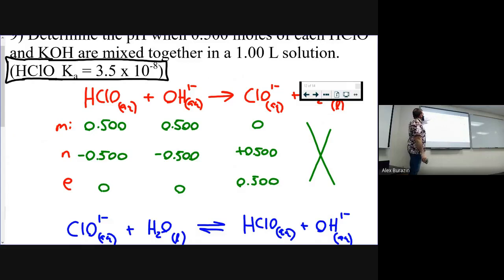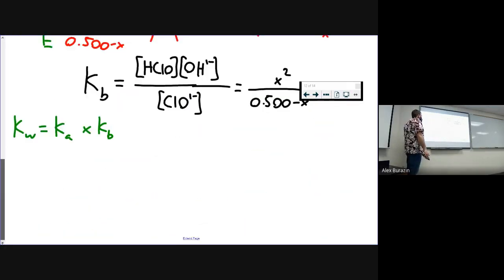This Ka value is for the weak acid, yes? Yes. We're solving for the Kb of its conjugate base. Remember what I said the other day: this equation only works if it's for a conjugate acid-base pair. We were given Ka of HClO. We want to solve for the Kb of ClO minus. This equation will work because we have an acid-base pair.